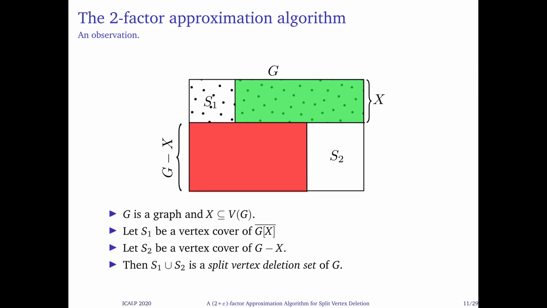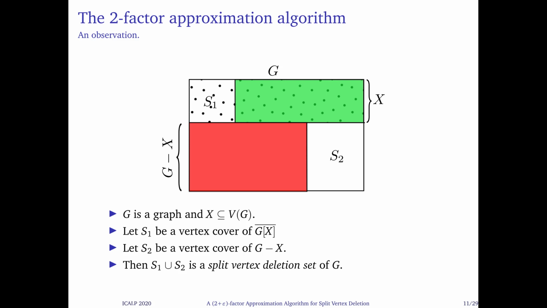So let's take a look at this observation. Let G be a graph and let X be any subset of the vertex set of G. Let S1 be a vertex cover of the complement of G of X, and let S2 be a vertex cover of G minus X. Now X here is the dotted part.